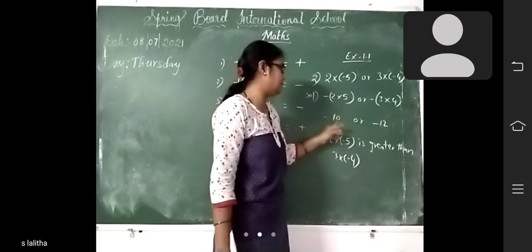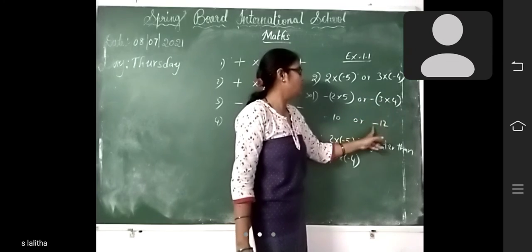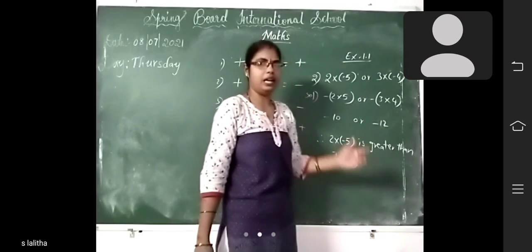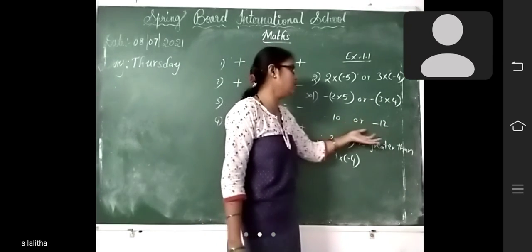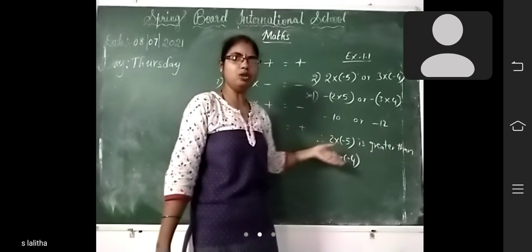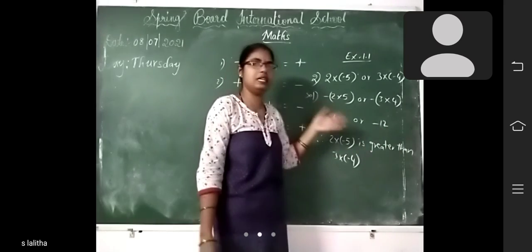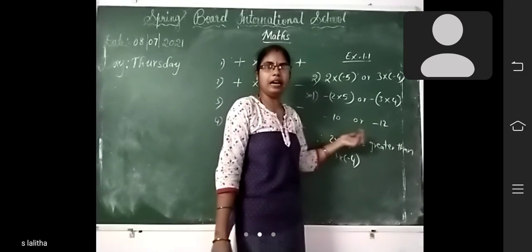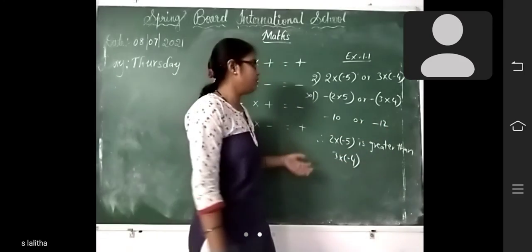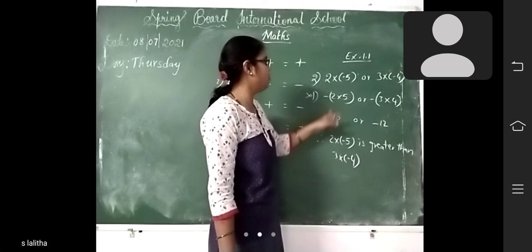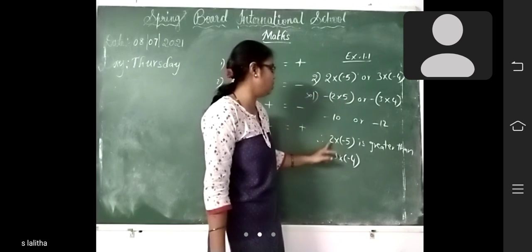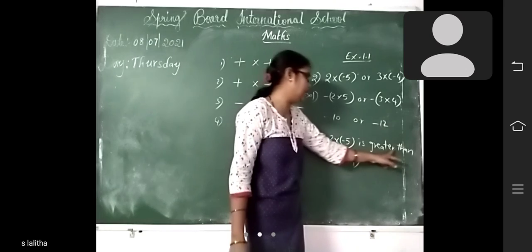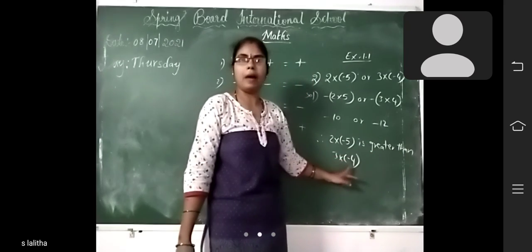Minus of 2 into 5, how much? 2 fives are 10. Next, minus of 3 into 4, how much? 12. And which one is greater, minus 10 or minus 12? Among negative numbers, the least number is the greatest number in the negative integers. So minus 10 is greater than minus 12. So which one is minus 10 here? 2 into minus 5 is greater than 3 into minus 4.